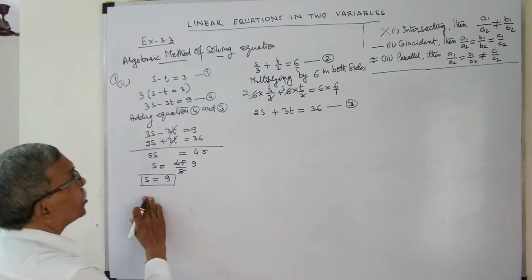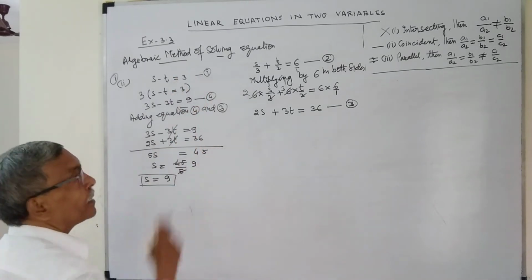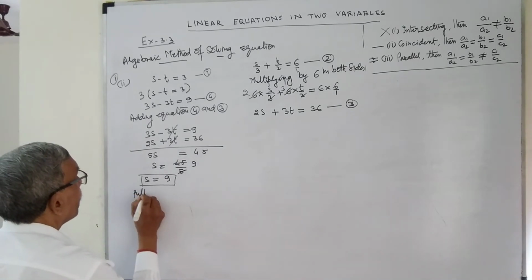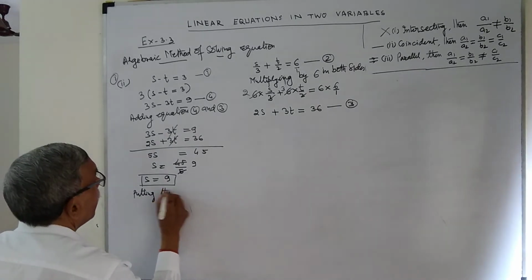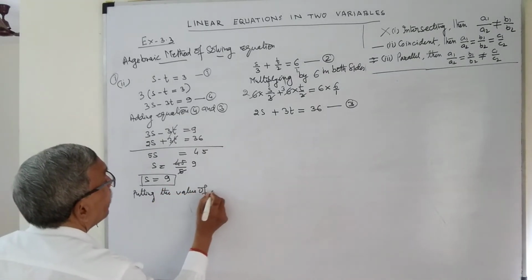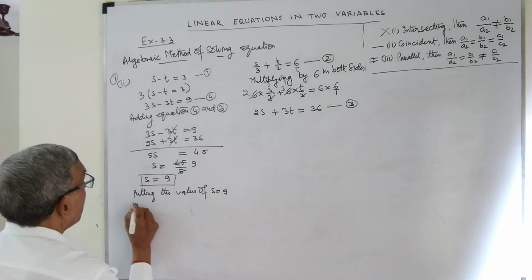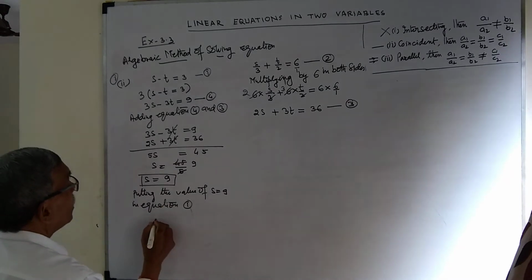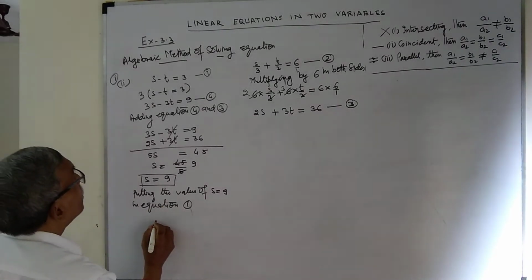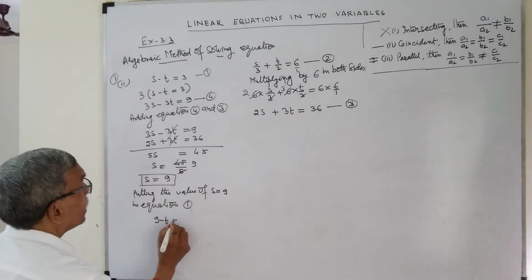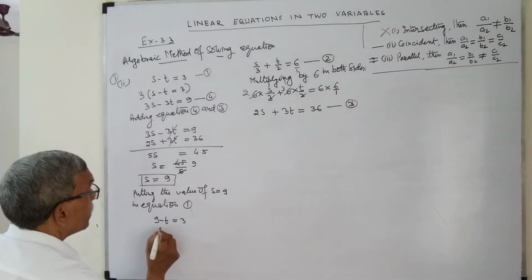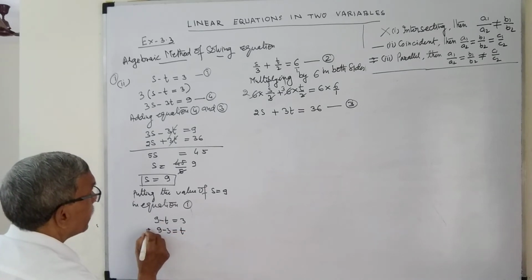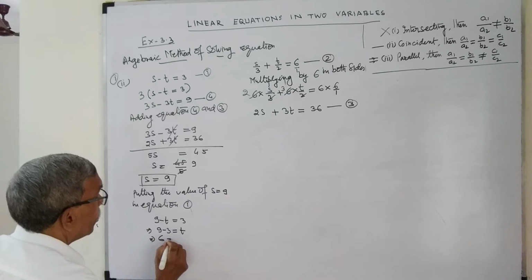Now we will substitute this. Which one is easier? It is easier to substitute in equation number 1. So putting the value of s is equal to 9 in equation 1, this is 9 minus t is equal to 3. So if you take this t, it is 9 minus 3 is equal to, we are taking this to this side, so it is 6. So t is equal to 6.